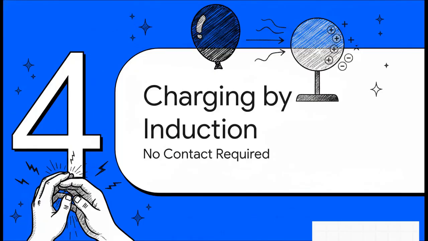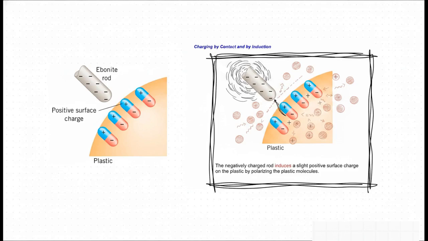Section 4. Charging by induction. Now, friction makes total sense because things are physically touching. But let's see how this builds, because the physics gets even more fascinating when we look at charging without any contact whatsoever. Imagine bringing a highly negatively charged rod near, but carefully not touching, a neutral piece of plastic. Because we know likes repel, the massive negative charge on the rod actually shoves the plastic's own electrons slightly away from the surface. This leaves the surface of the plastic slightly positive. We call this polarization. It's wild. The rod has induced a positive surface charge without ever making contact.